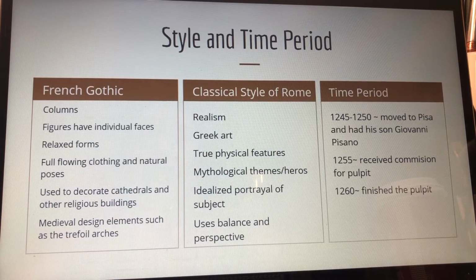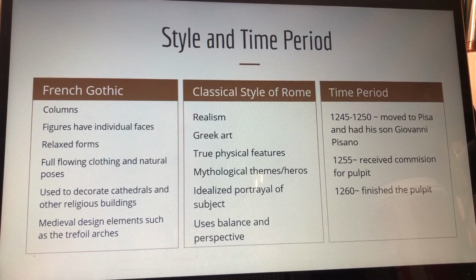The style and time period: the two major styles that he uses in the majority of his work are French Gothic and the classical style of Rome. For the French Gothic, he shows columns. He has individual faces and figures on his works. He uses more relaxed forms, full flowing clothing and natural poses. His baptistry pulpits are used to decorate cathedrals and other religious buildings, and he uses medieval design elements such as the trefoil arches as seen on the baptistry pulpit in Pisa.